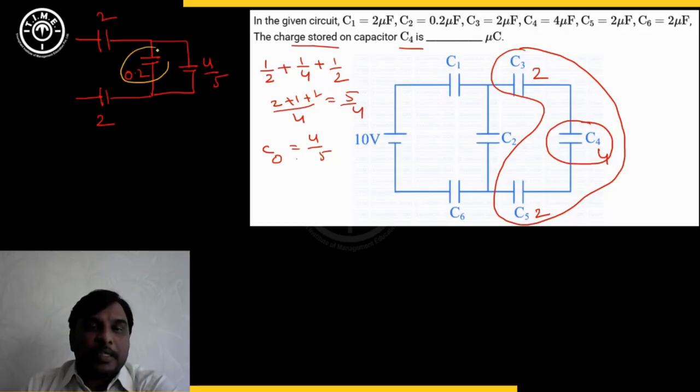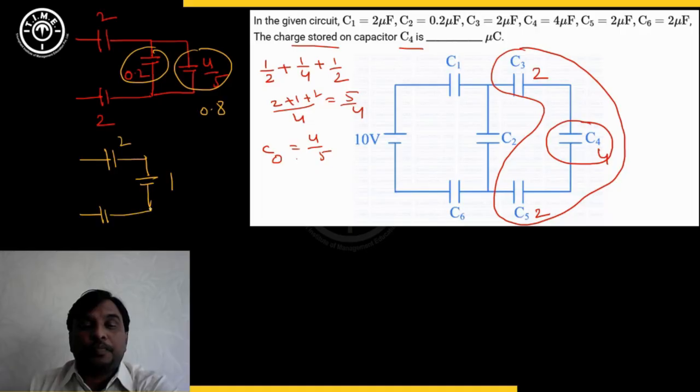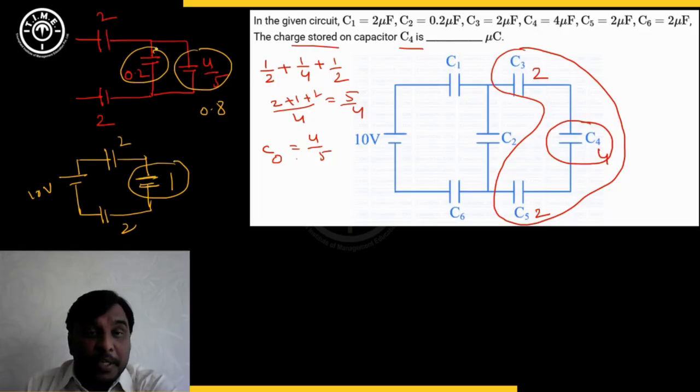Now look at this. These two capacitors are connected in parallel. So parallel, simple addition: 4 by 5 is 0.8. So 0.8 and 0.2, it becomes 1. So this is 2. So 0.2 and 0.8 becomes 1, and this is 2. This combination is connected across a 10 volt battery. Now the potential drop across 1 is the same as the potential drop across 0.2 and across 4 by 5 also.